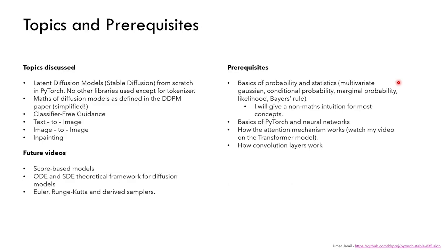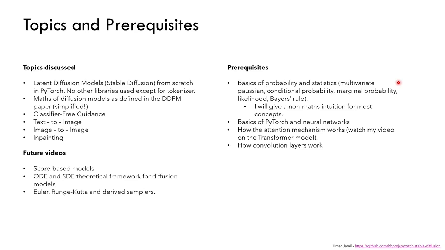As usual, let me introduce the topics that we will discuss and the prerequisites for watching this video. Of course we will discuss Stable Diffusion because we are going to build it from scratch using only PyTorch, so no other libraries will be used except for the tokenizer. I will describe the maths of the diffusion models as defined in the DDPM paper, but I will simplify it as much as possible. I will show you how classifier-free guidance works, and of course we will also implement it, how text-to-image works, image-to-image, and inpainting.